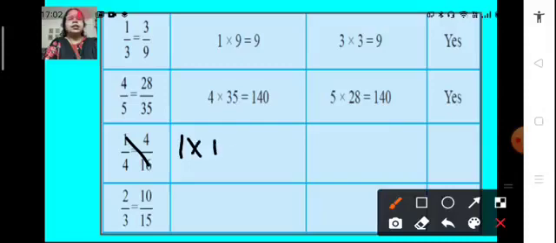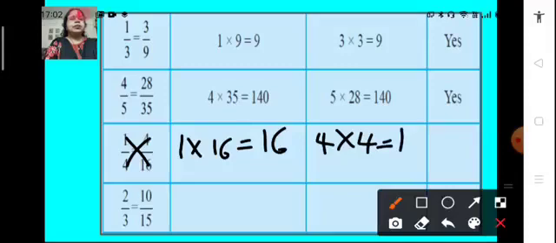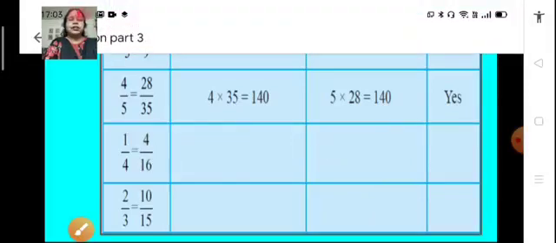We get 16, isn't it? And if we cross multiply 4 and 4, what do we get? 4 multiplied by 4, we get 16. So in both the cases, the cross products are 16. So the two fractions are called equivalent fractions.